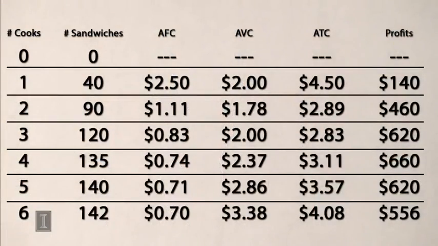But now that you know that, at least for this table, it is clear that if you want to maximize profits, the number of units you should produce should be 135 sandwiches, which is $660 in profits.